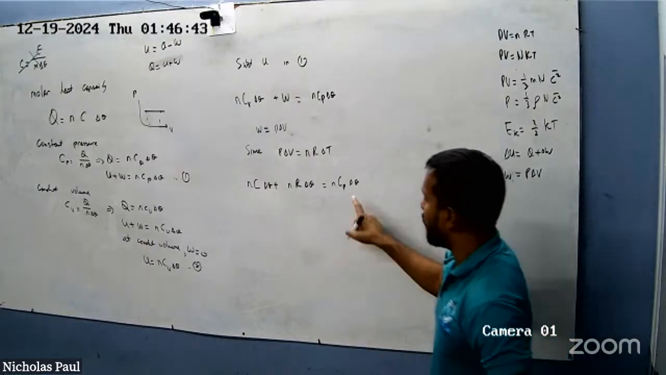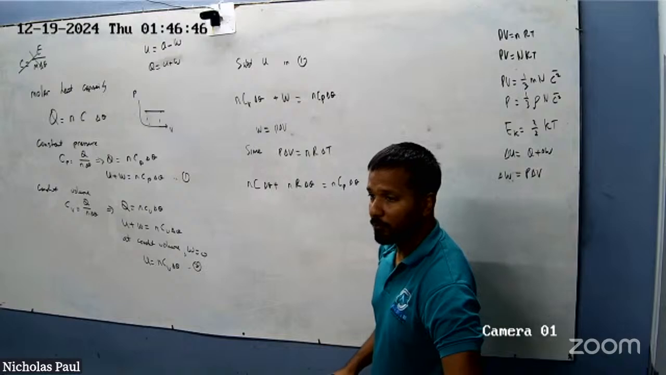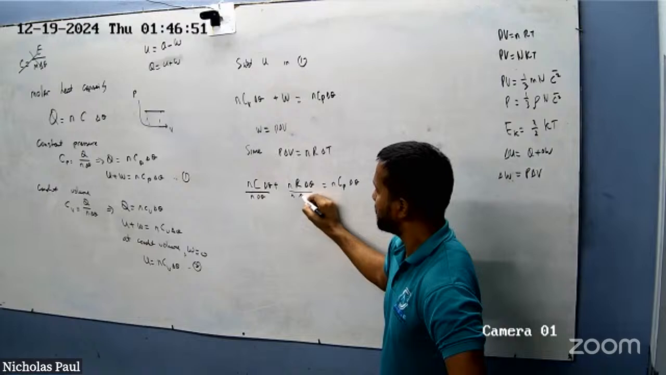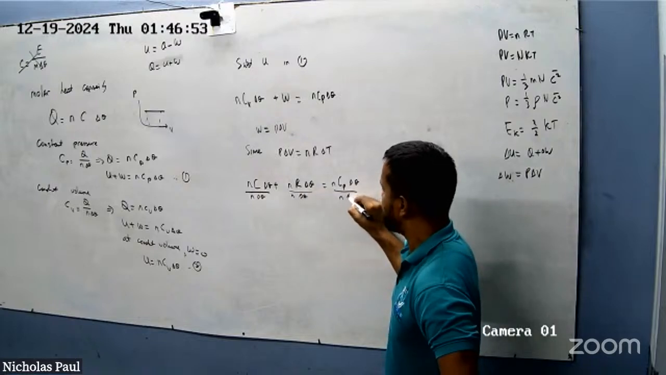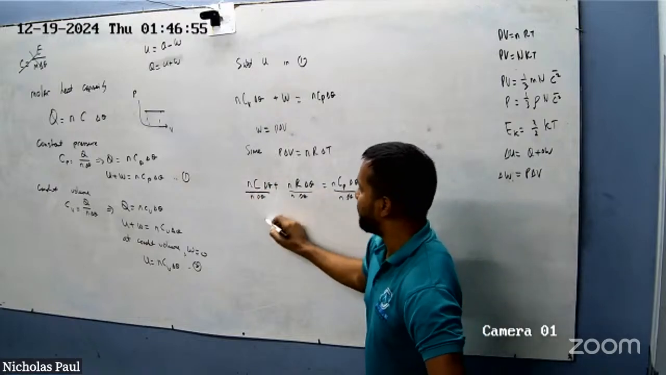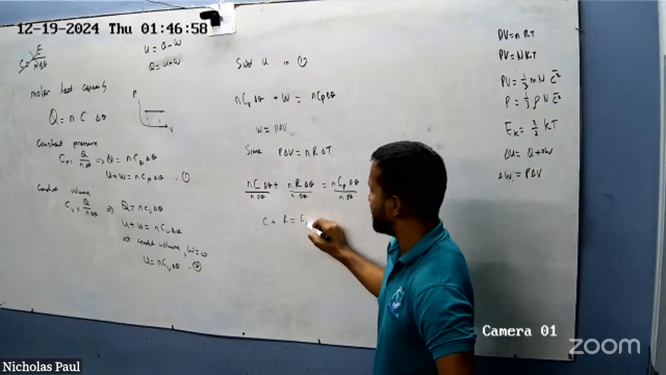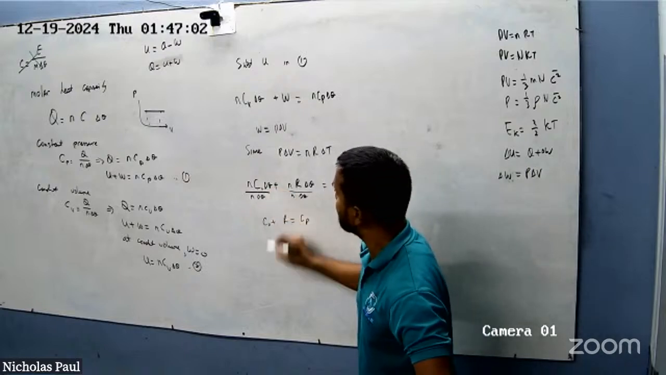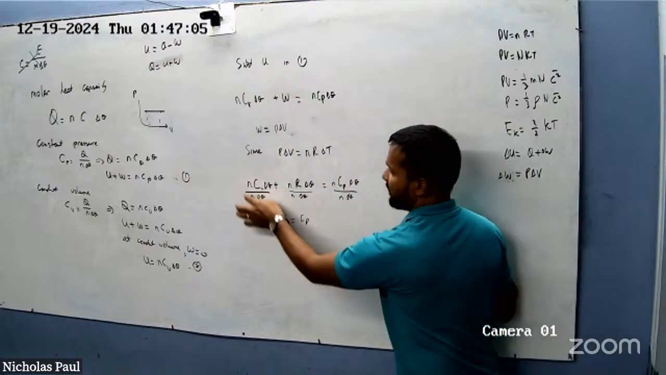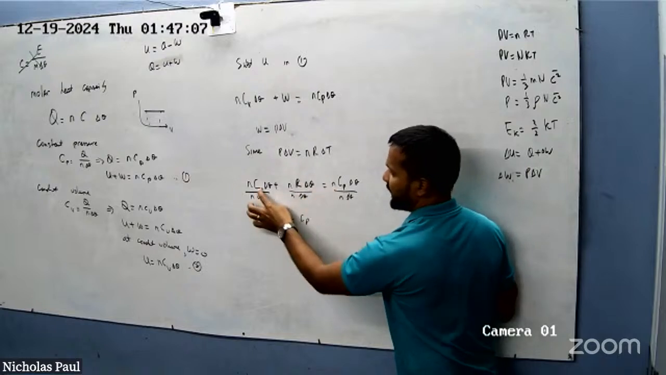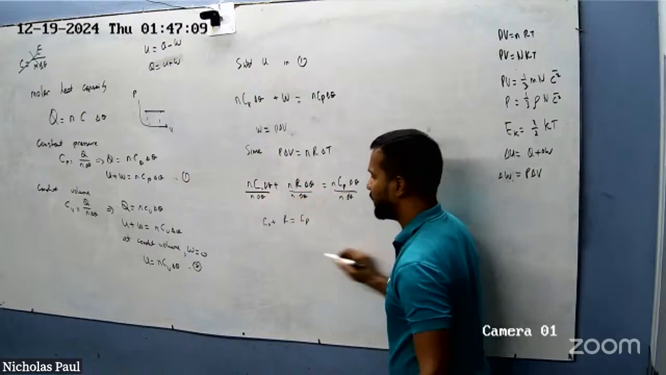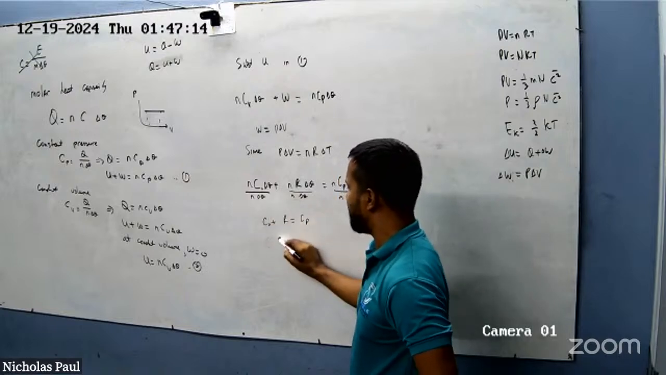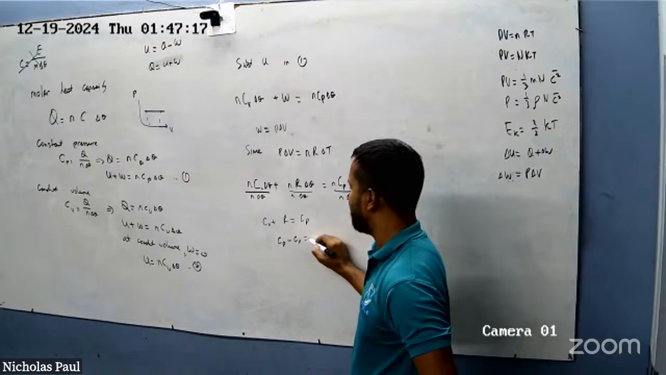What do they all have in common? They all have n and Δθ. So now I can cancel it off. So I'll get Cv plus R is Cp. If I divide out all of this, I get Cv plus R is Cp. So I bring it across, and it means that Cp minus Cv is R.